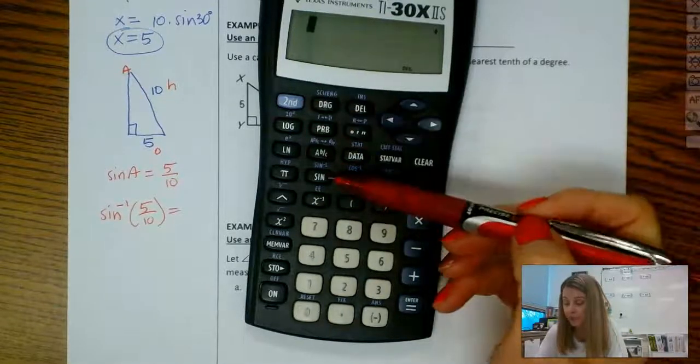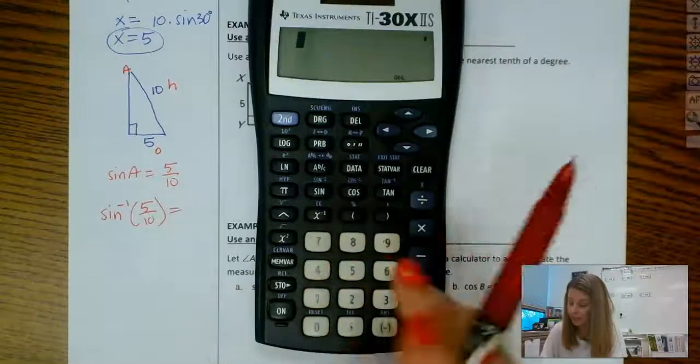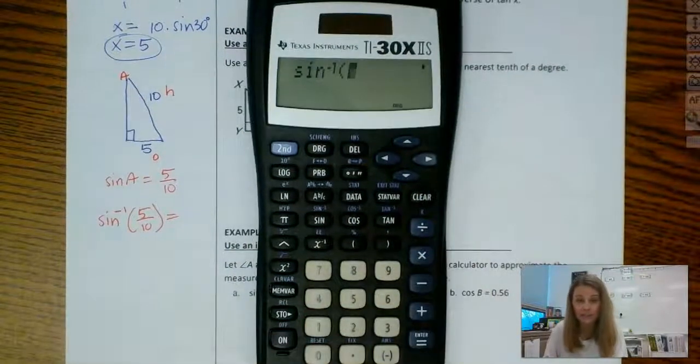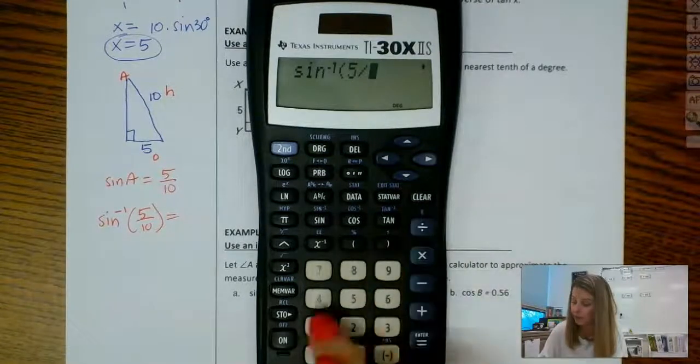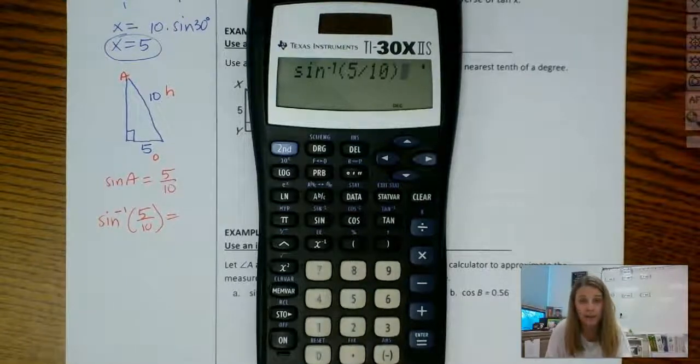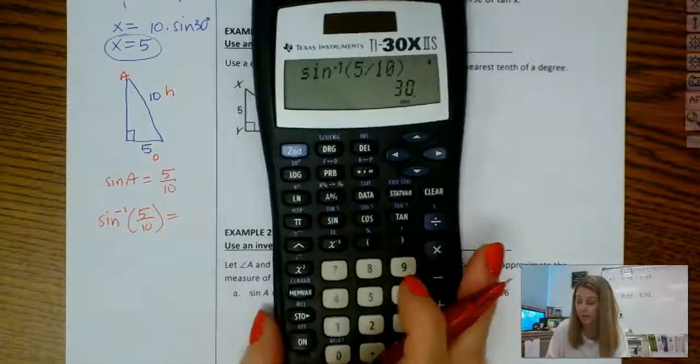So we need to do second to get there. So if I type this in, I go second sine. See how it says inverse sine? And I'm just going to type it in as 5 divided by 10, which is the same as 5/10. Okay? I could reduce it to 1/2 if I wanted to. When I hit equal, look how I get 30. So that means I got a 30-degree angle for A.